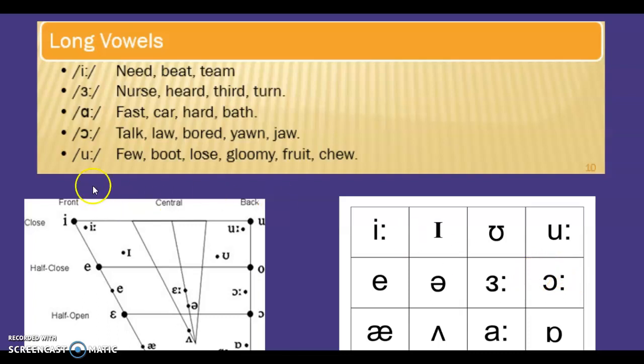Ooh, few, boot, lose, gloomy, fruit. It's not "fruit" or "fruit," it's fruit, chew, okay? Ooh. So if you see, this one has very rounded lips. You have to round your lips, and then you have to go ooh at the back of your tongue, but very close to the roof of the mouth. Okay? Well, these were the long vowels.